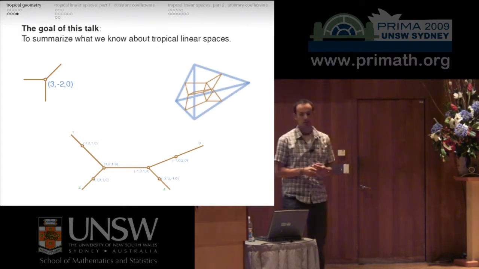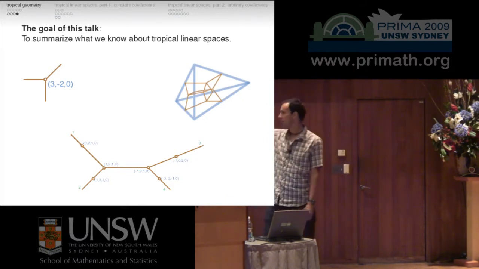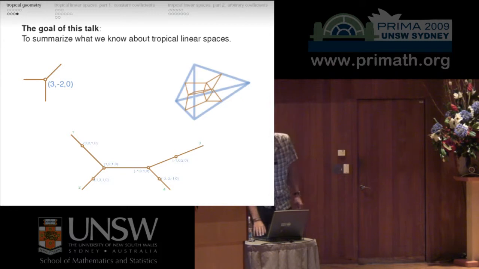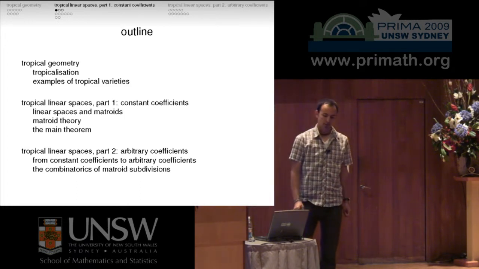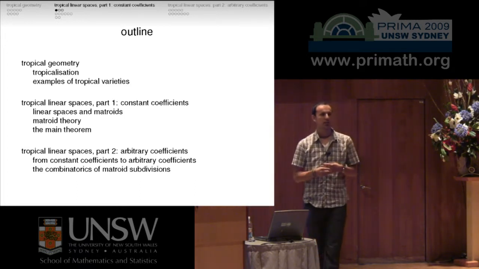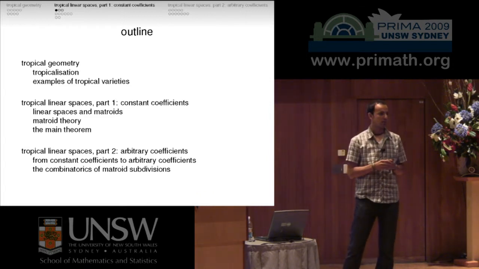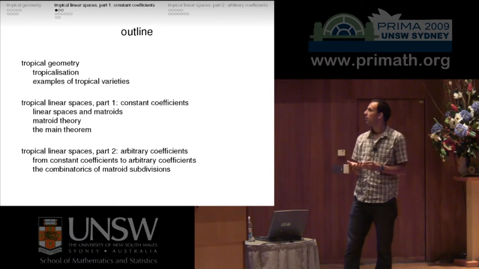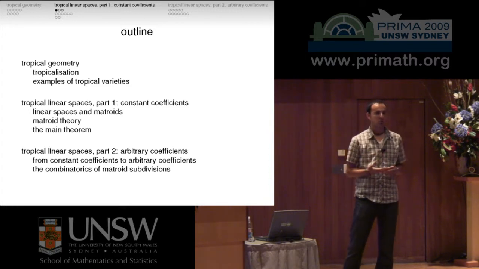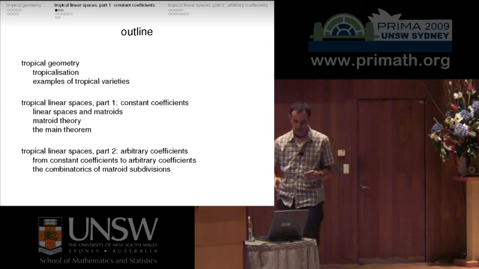Like I said, the goal is basically to tell you what we know about tropical linear spaces, and these are 3 examples of tropical linear spaces. The next thing I'll tell you is what tropical linear spaces look like when you have constant coefficients. The first thing I'll show you is that as soon as you start to ask that question, you run into matroid theory. And then I'll give you a quick crash course in matroid theory so that I'm able to state what the main theorem is.